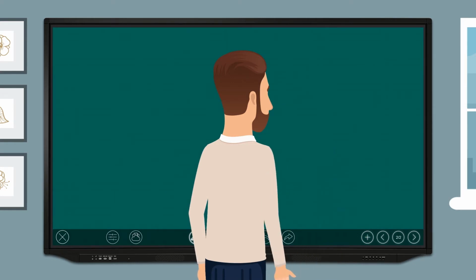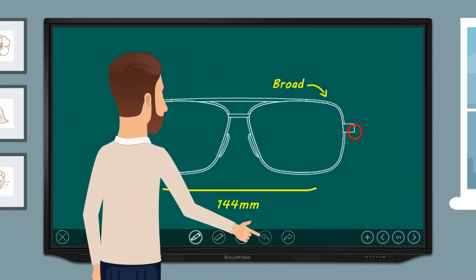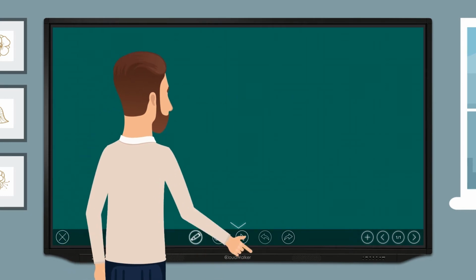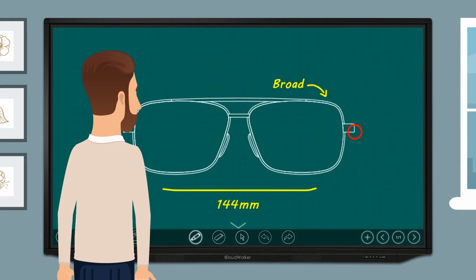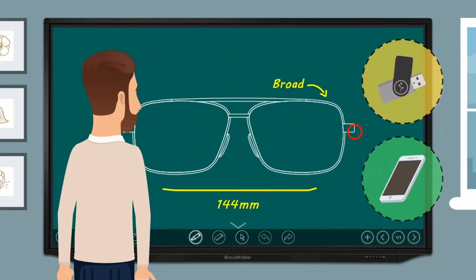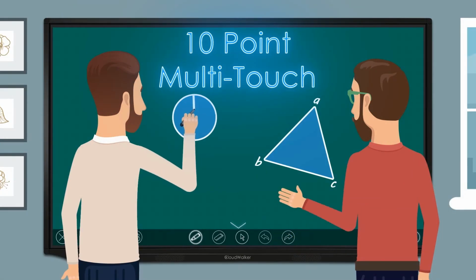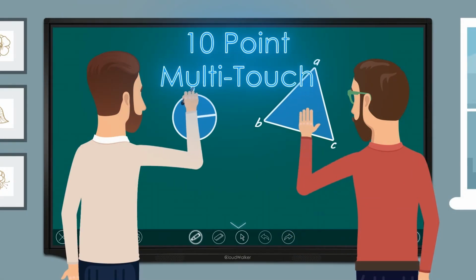Add multiple pages to your discussions. Undo or redo, erase, or simply clear the entire screen. It also lets you instantly share your work with your audience via USB drive, smartphone, or you can send it through email. The 10-point multi-touch display makes collaboration easy.